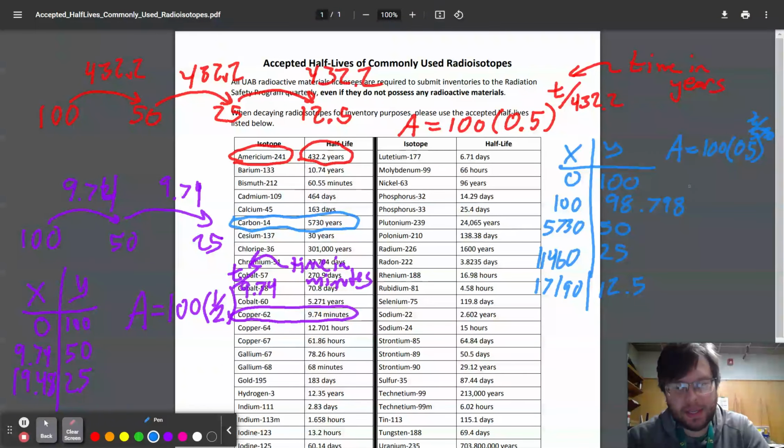So that's the basic idea of half-life. Half-life is the amount of time it takes to decay to half of your original amount. In each of these examples, I just started with 100 grams of the substance, but it depends on the problem you're doing. Whatever your starting amount is, that's the number that goes in front of the parentheses.